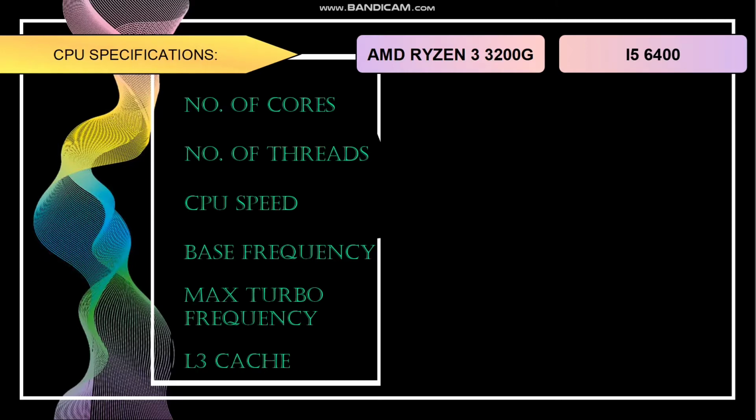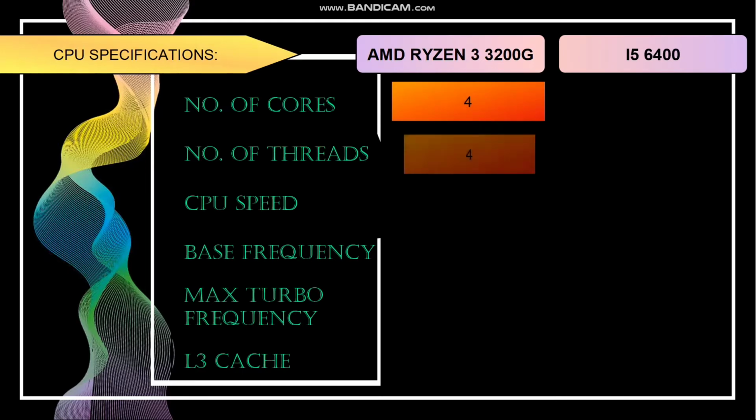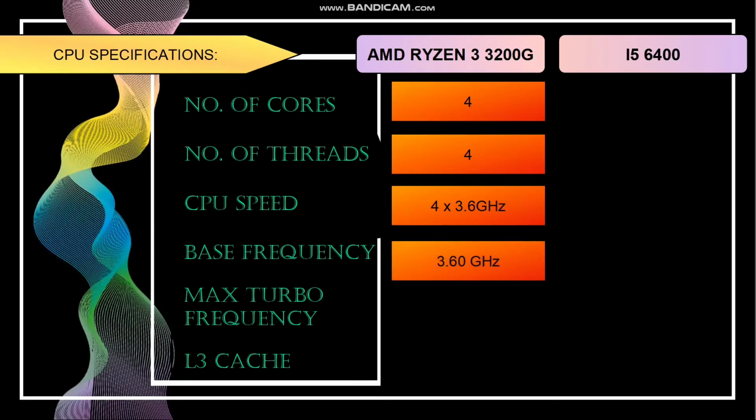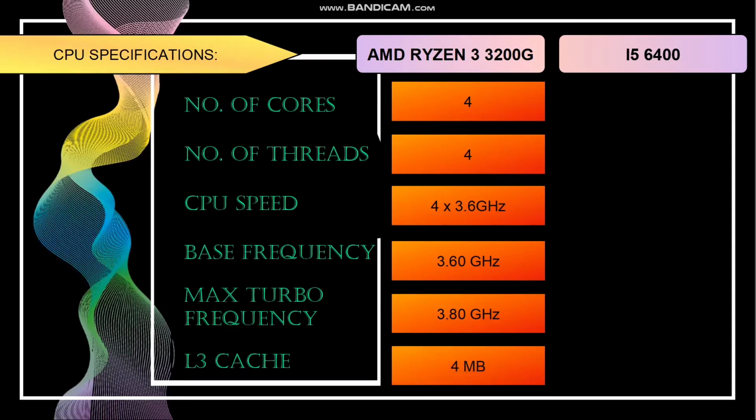So AMD Ryzen 3 3200G has the following specifications. It has 4 cores, 4 threads, with a CPU speed of 4 times 3.6 GHz, a base frequency of 3.60 GHz, a maximum turbo frequency of 3.80 GHz, and an L3 cache of 4 MB. While the i5 6400 has the following specifications.